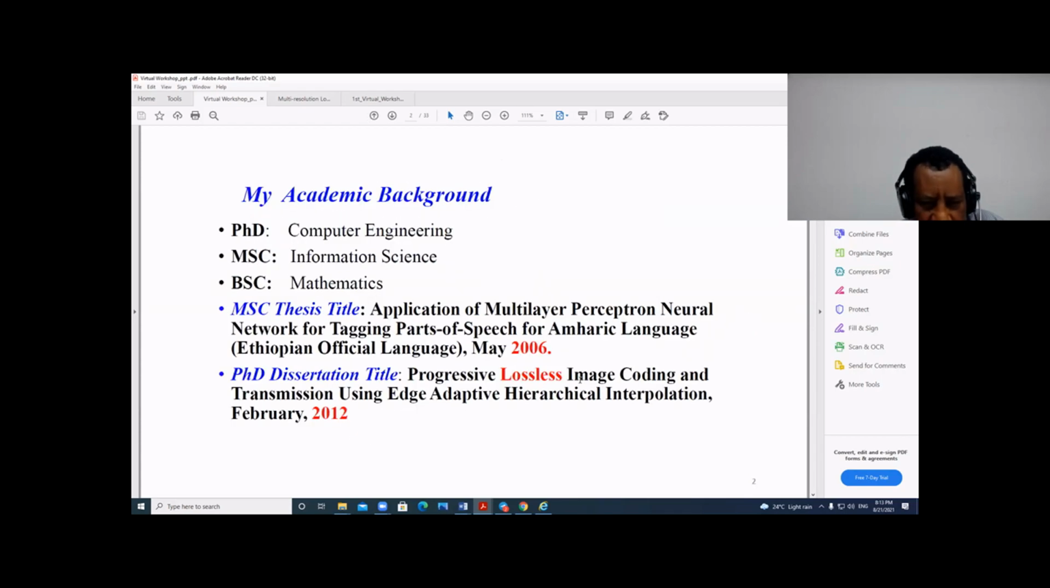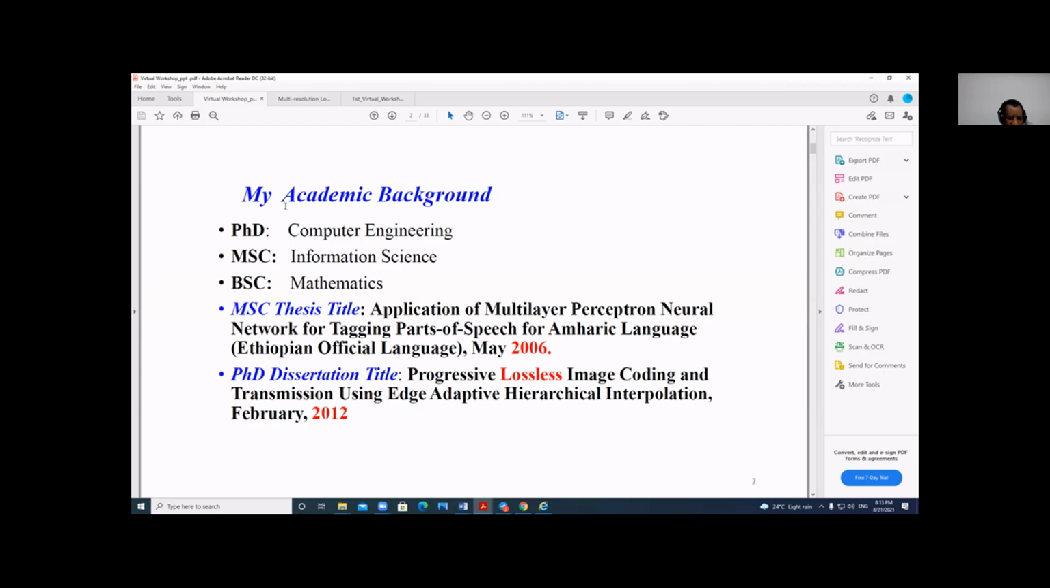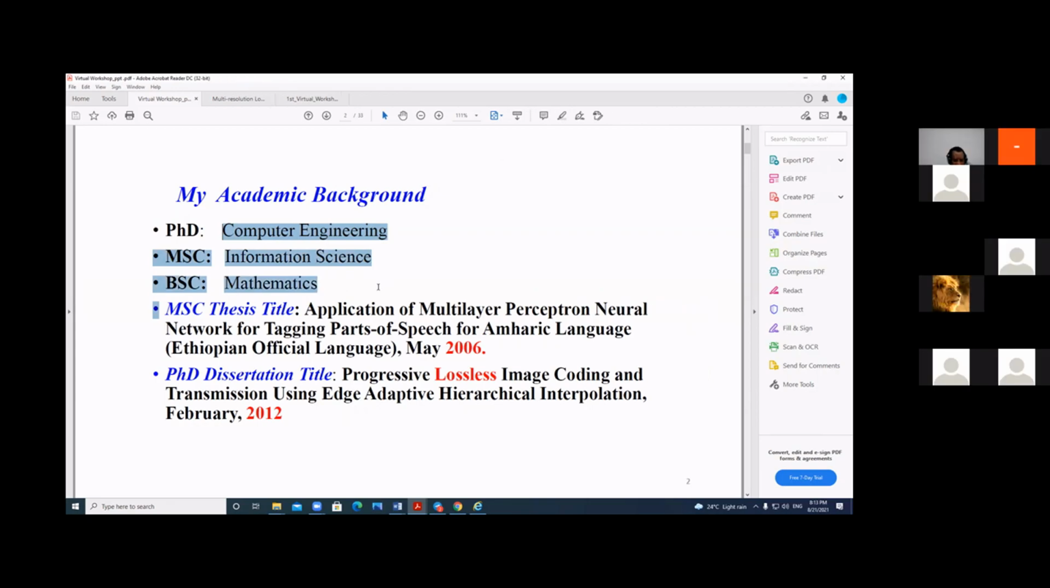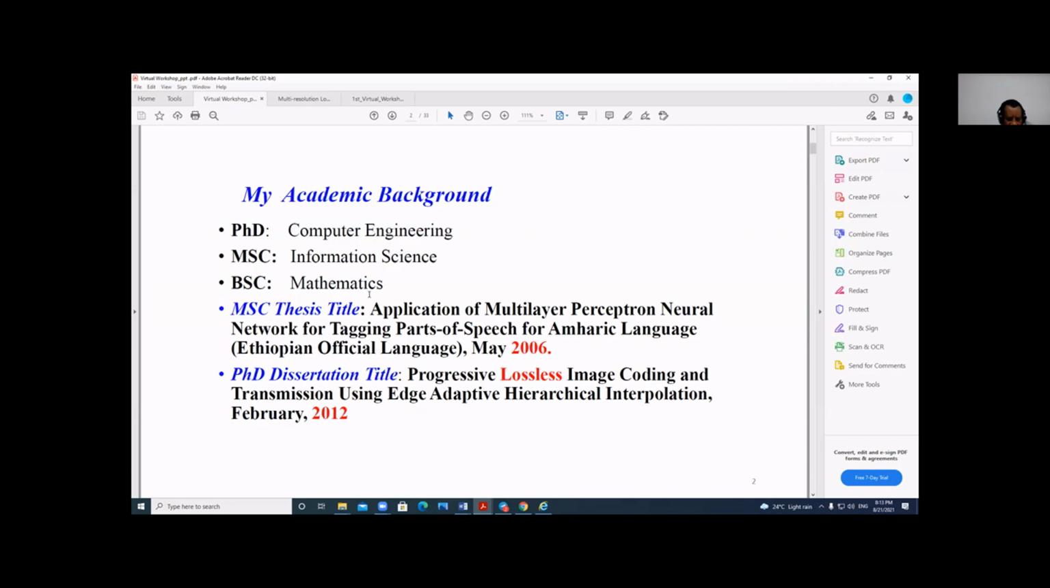I will briefly introduce my academic background. I have a PhD degree in computer engineering, a master's degree in information science, and a bachelor's degree in mathematics. When I was a master's student, I developed a multilayer perceptron artificial neural network for a part of speech tagger for the Amharic language. In 2006, as a PhD student, I developed progressive lossless image coding and transmission using edge adaptive hierarchical interpolation.